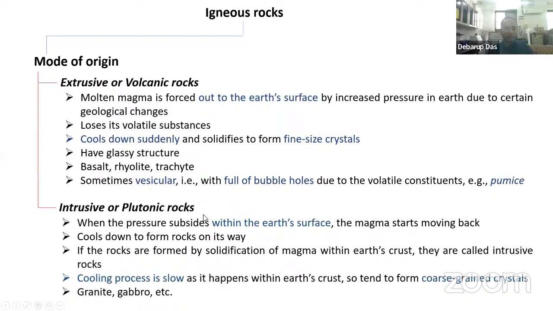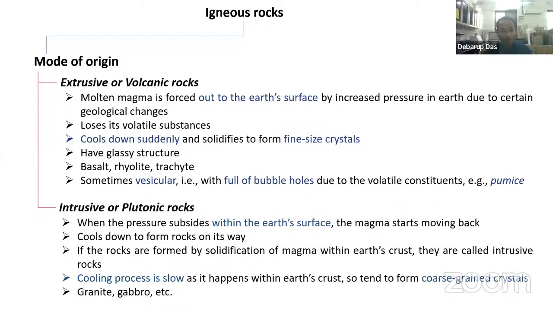Another category: intrusive or plutonic rocks. When the pressure inside the earth subsides, then some of the molten magma will go back. Within the surface, the magma starts moving back. And when moving back, if they solidify just below the earth surface, then the temperature where they are solidifying, though it is less than the actual temperature of the magma, is much more than the temperature in the atmosphere. So due to this higher temperature, they will cool down slowly.